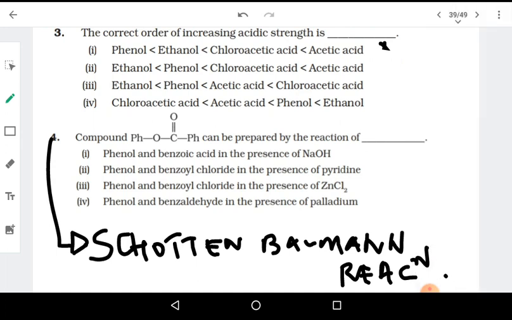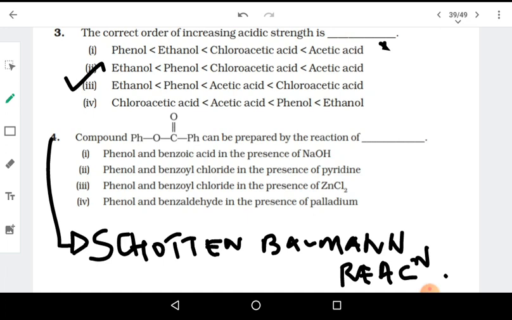Question number 3. Correct order of increasing acidic strength is. You can pause the video and give your answer, and let's see the explanation. Here there is a simple method to do this. You don't have to think too much. Of course you have to think a little, that if we have a deactivating group or a withdrawing group, it increases the acidity, right? So in that case, chloroacetic acid should be more acidic than acetic acid. So if you look at the options, you can see only option 3 has such a condition. So the answer should be option number 3.